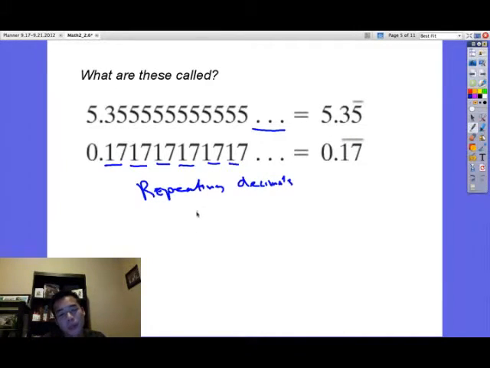So a common one is 1/3. 1/3 as a decimal will look like 0.3333333 repeating. Well, really you can just put 0.3 and then the little line above it, and that means that this decimal repeats non-stop.